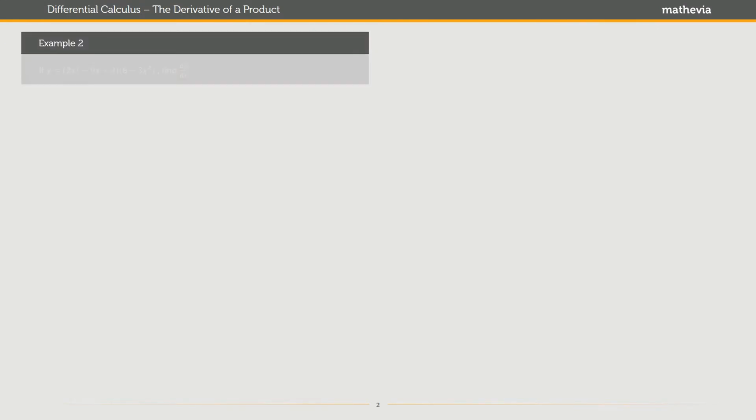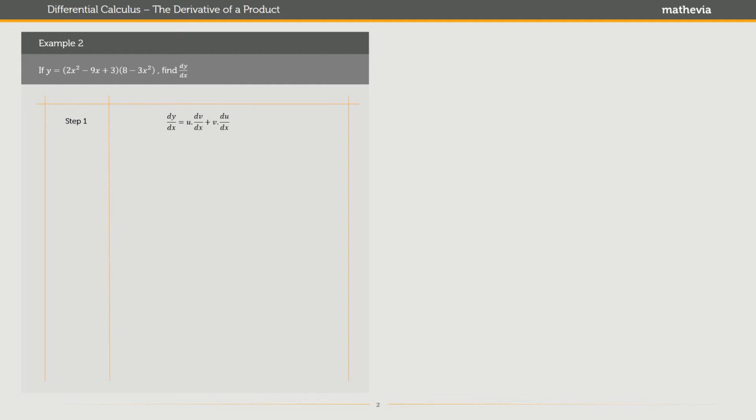Example 2. Example 2 says if y equals 2x squared minus 9x plus 3 multiplying 8 minus 3x squared, find dy/dx. Our formula is keep u constant, differentiate v, keep v constant, differentiate u. We have that y equals 2x squared minus 9x plus 3 multiplying 8 minus 3x squared. In this case, our first function u is 2x squared minus 9x plus 3, and v is 8 minus 3x squared.